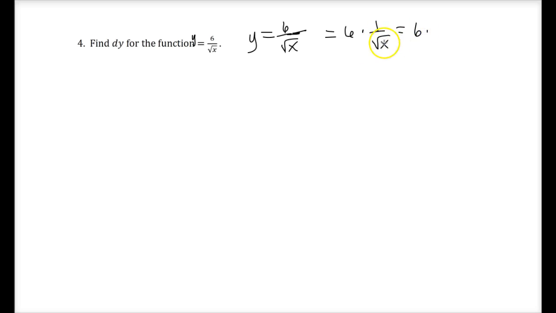I know that square root of x, if I write it from root form to exponential form, would be the same as x raised to the 1/2. And 1 over x raised to the 1/2 is the same as x raised to the negative 1/2. So that is what our function y would look like. Now, to give you some perspective on what this actually is, I'm going to go through some background information and then go through the calculations.